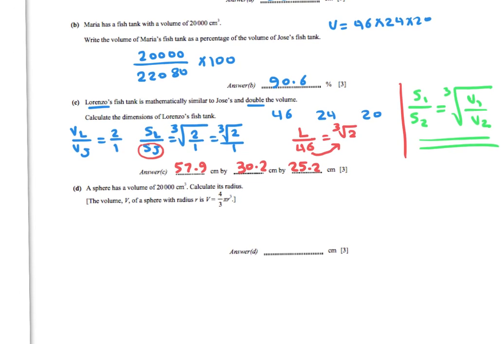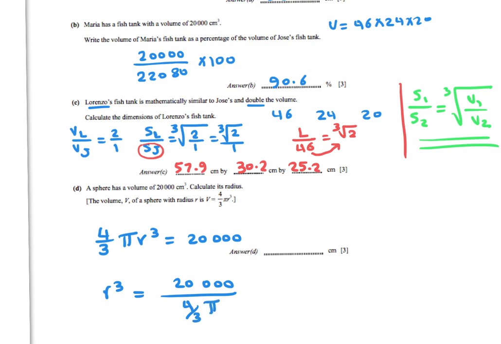Next one. A sphere has volume 20,000 cubic centimeter. Calculate its radius. The volume of the sphere is given to you. So apply the rule. So 4 over 3 pi r power 3 is 20,000. So to find r power 3, divide 20,000 by 4 over 3 pi. Then to find r, cubic root the answer.